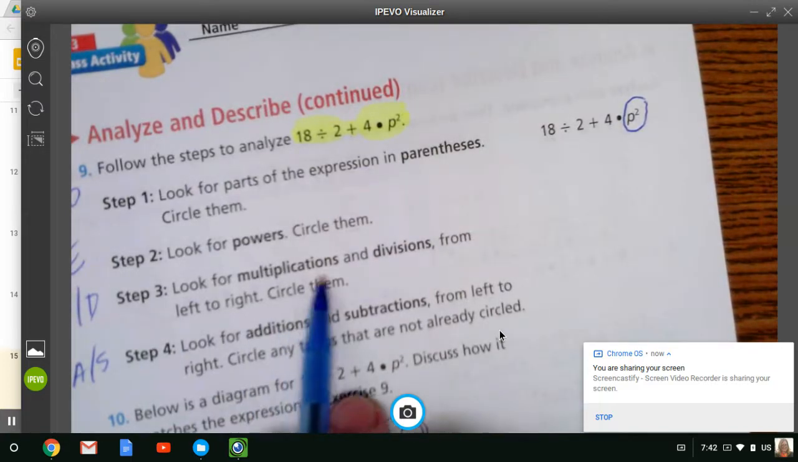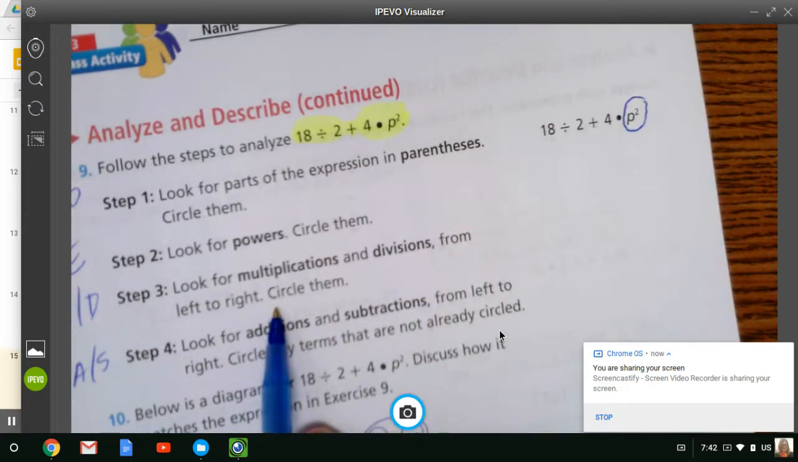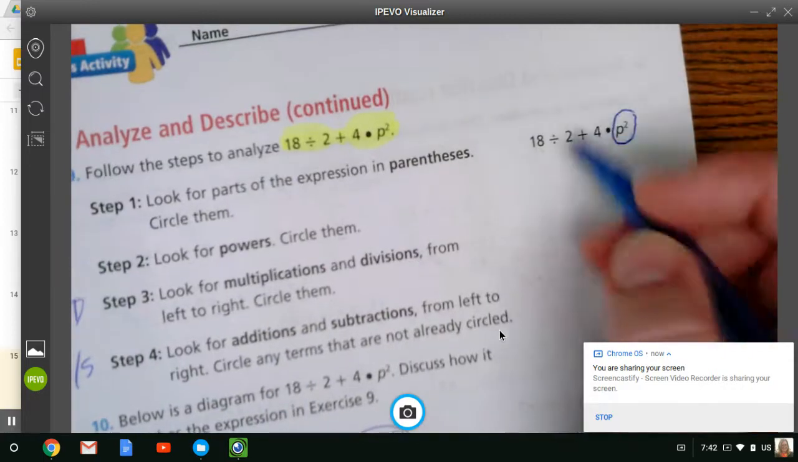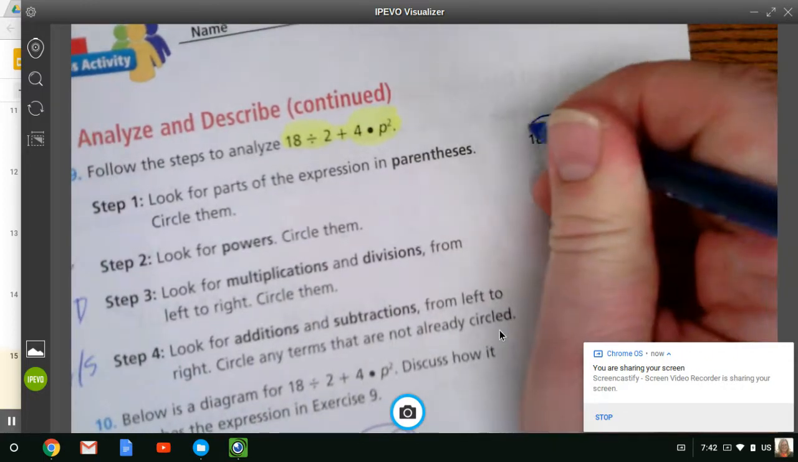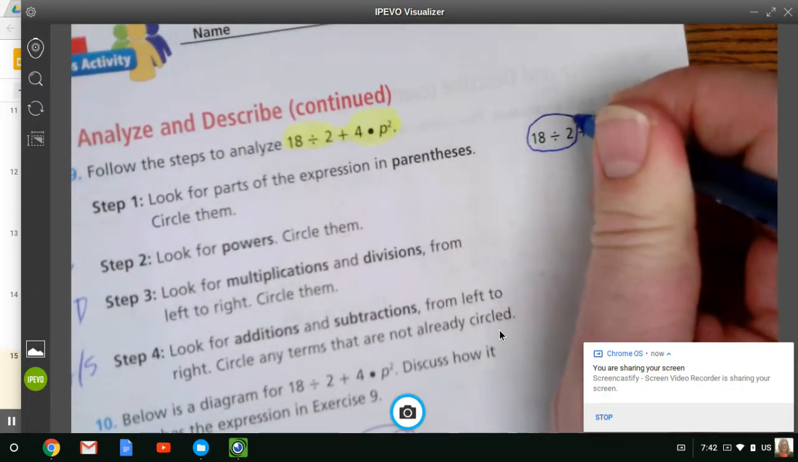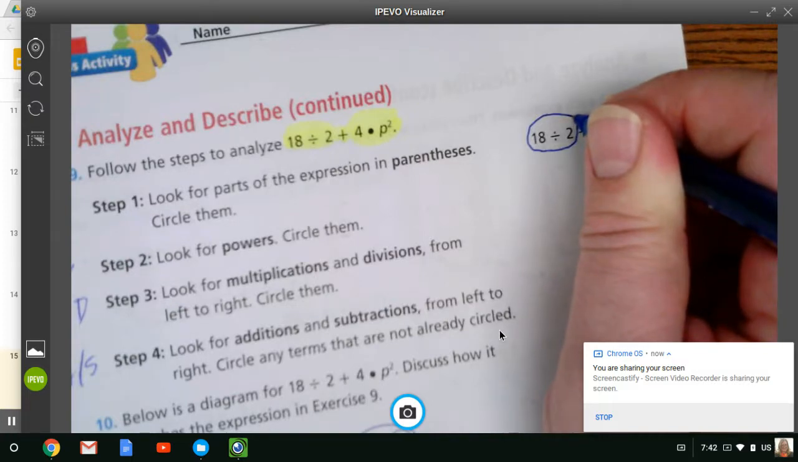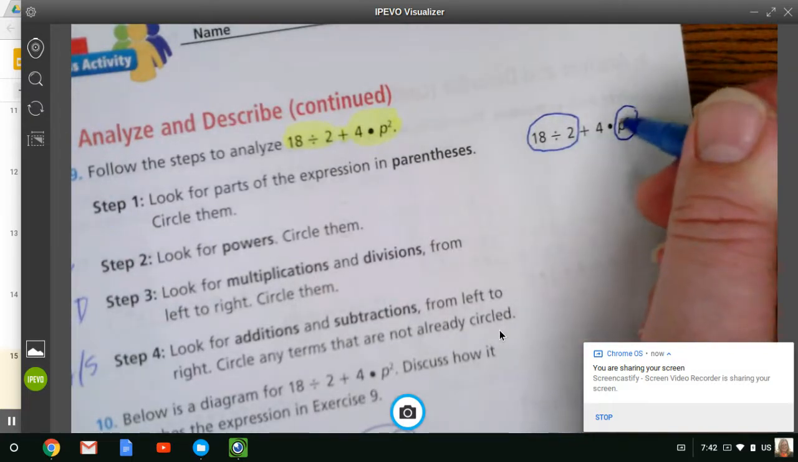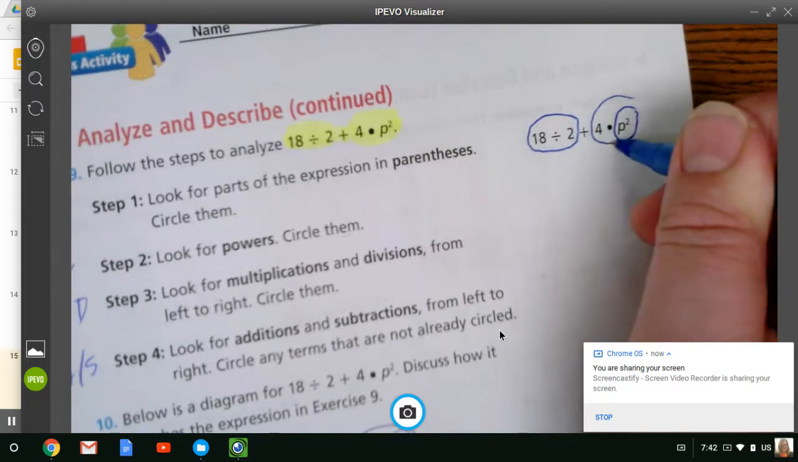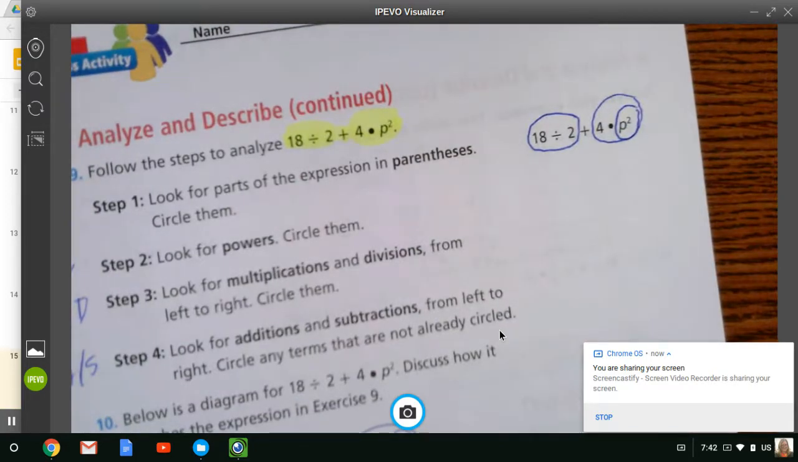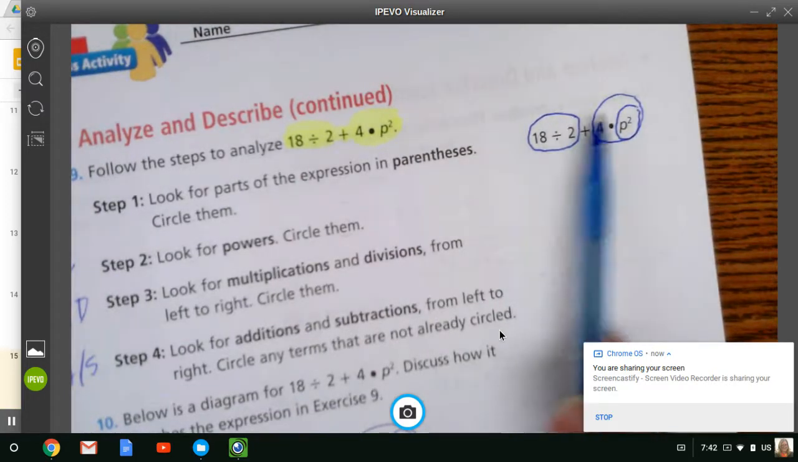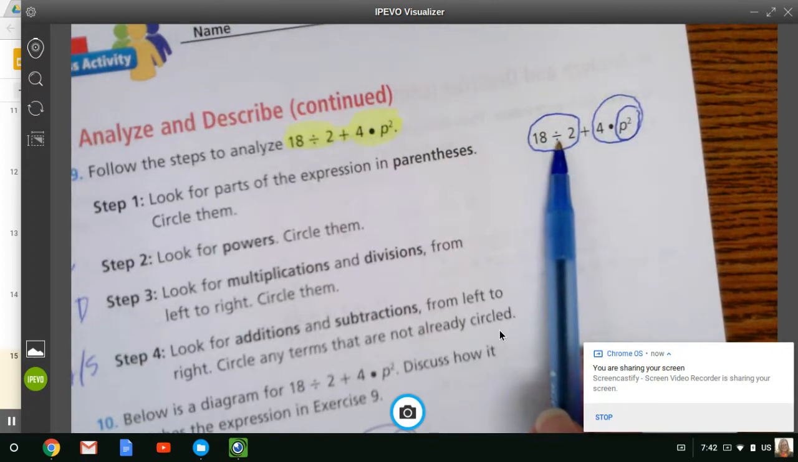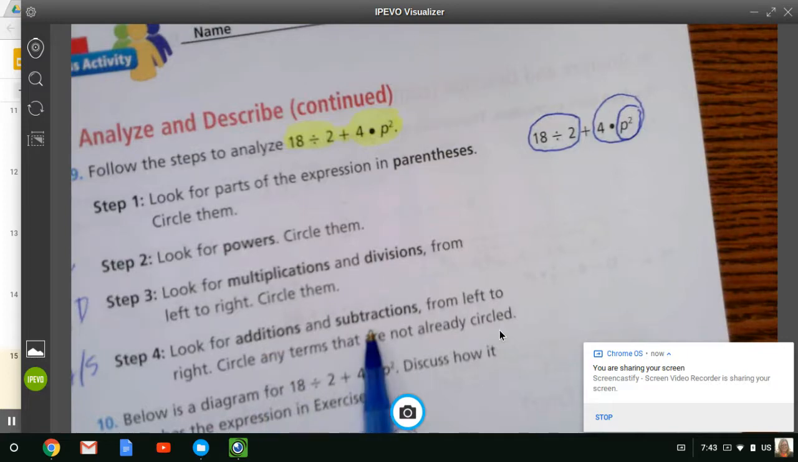And we're going to look for multiplication and division from left to right. Well, I see 18 divided by 2. So I'm chunking that together. And I see 4 times the result of p to the second power. So I'm going to chunk those together. So far we have 2 main circles or terms. Then we're going to look for addition and subtraction. And we don't see any more.